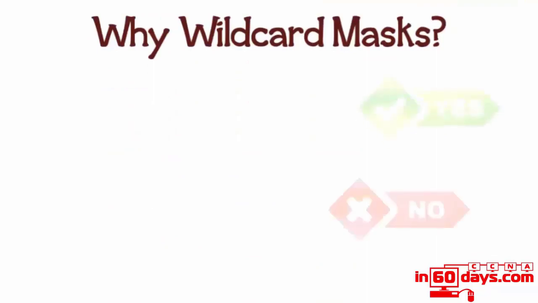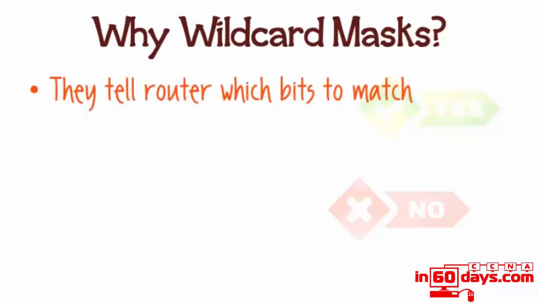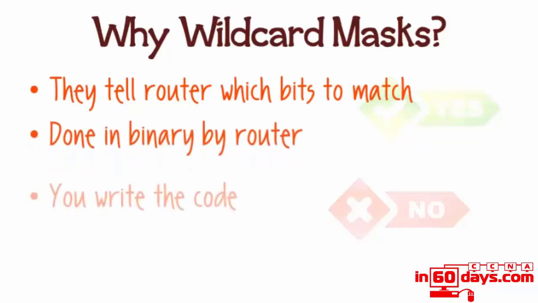So access lists are basically a set of matching in binary, and although we don't write our access list out in binary, this is how the routers will look at them, and it's in a series of matching the subnet mask with another value and producing another value. So they basically tell the router which bits to match, and we need a quicker way of writing out wildcard masks, obviously, because binary takes too long.